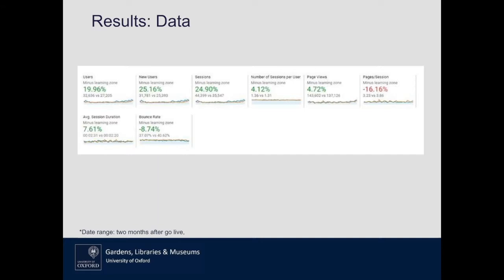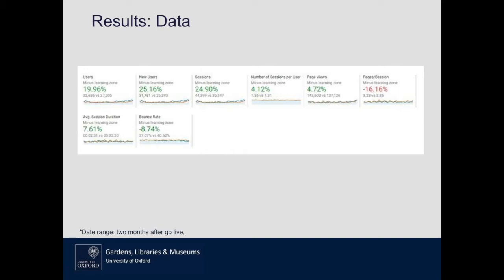And the results were really nice. So we ran a report looking at the first 2 months after go live. The site went live at the end of August, so we compared September and October this year to September and October last year. And we can already see a really nice uplift. So 20% increase in users, 25% increase in new users, 9% reduction in bounce rate.